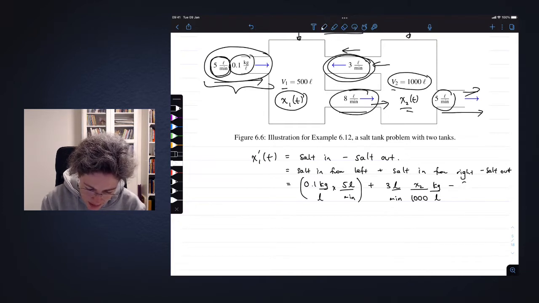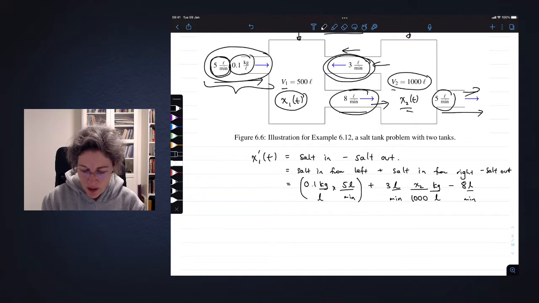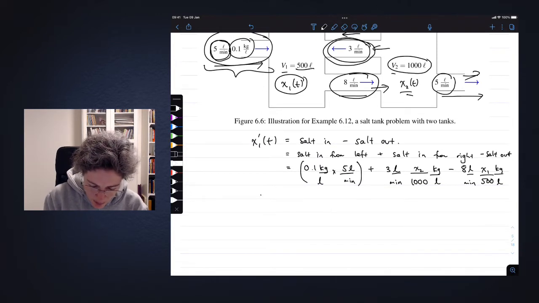We need this bit over here, so that's leaving at a rate of 8 liters per minute. How much is leaving? Well, it's however much is in tank 1 divided by the volume of tank 1, so that's x1 over 500, in kilograms per liter. So if we put that all together, we have a differential equation that looks like this.